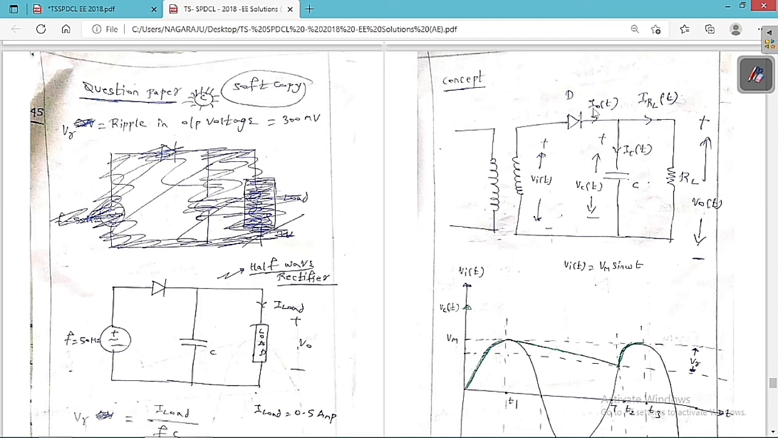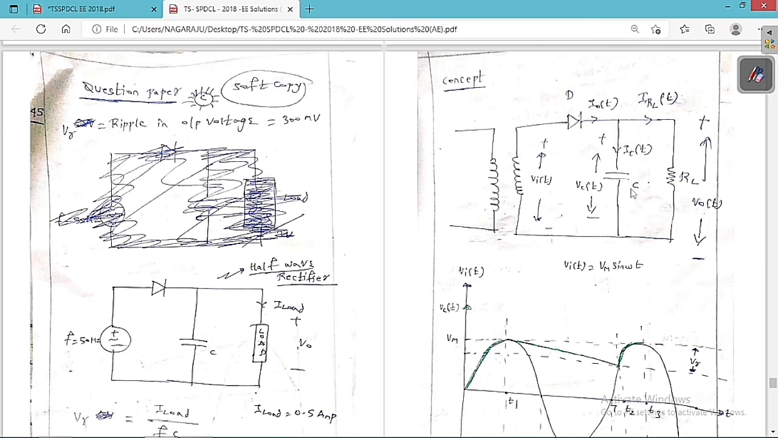As you can see clearly, I0 of t is equal to Ic of t plus IRL of t. So if I apply the average values on both sides, I0 average is equal to Ic average plus IRL average. But Ic average is always equal to 0, because the average value of current in a capacitor is always equal to 0. Similarly, the average value of the voltage across the inductor is always equal to 0.